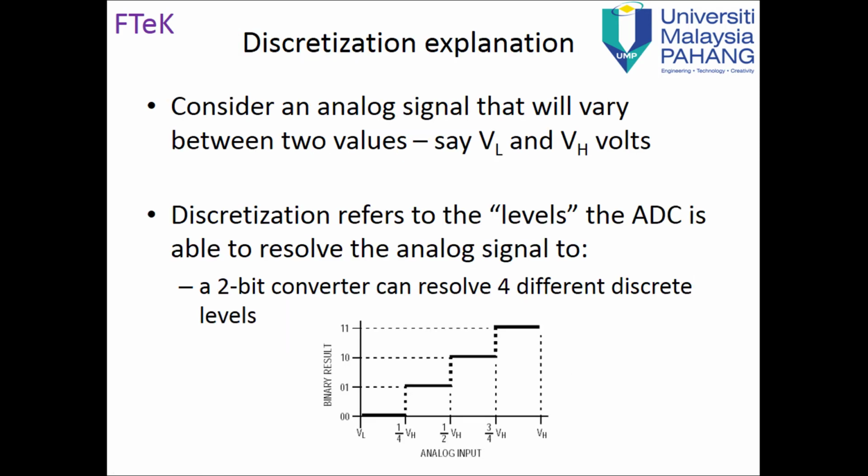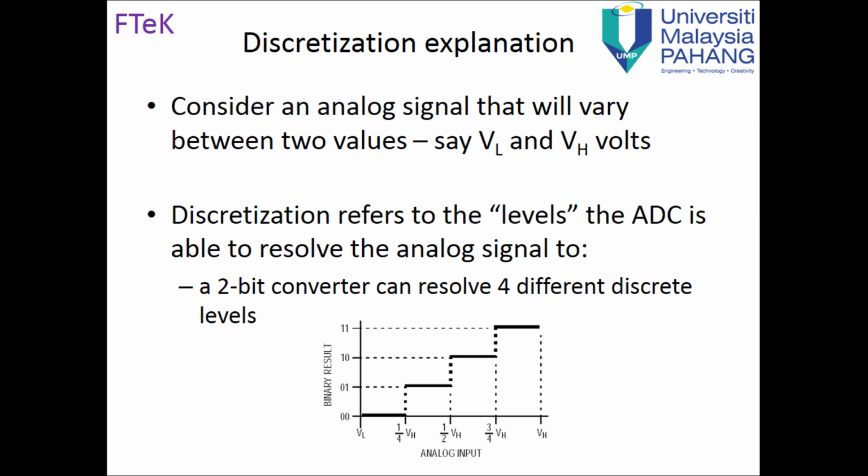To understand discretization, let's look at this simple conversion procedure. Actually, the discretization can be referred to as levels. Let's consider we have an analog signal, of course, which varies between two values. The values are V low and V high, so low voltage and high voltage. Usually in AVR and Arduino, V low is 0 and V high is 5 volts. Discretization, as I said, refers to the levels.